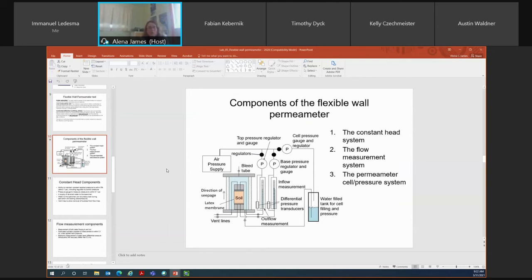Say in your class, I had 12 lab groups in total, so there would be 6 lab groups per session. We have 6 flexible wall permeameter cells, so each lab section could run the test. It would take about 3 weeks.